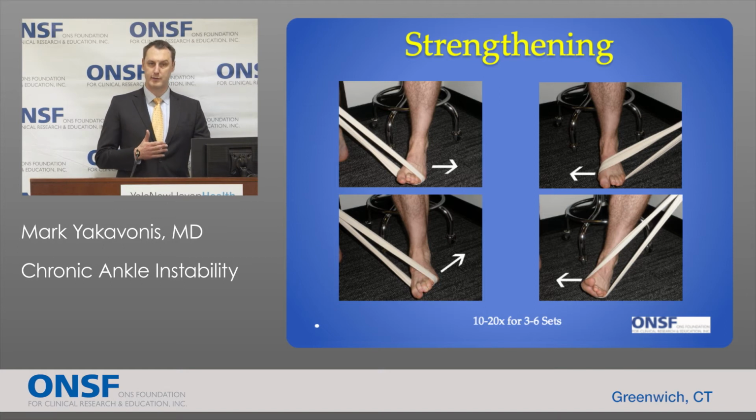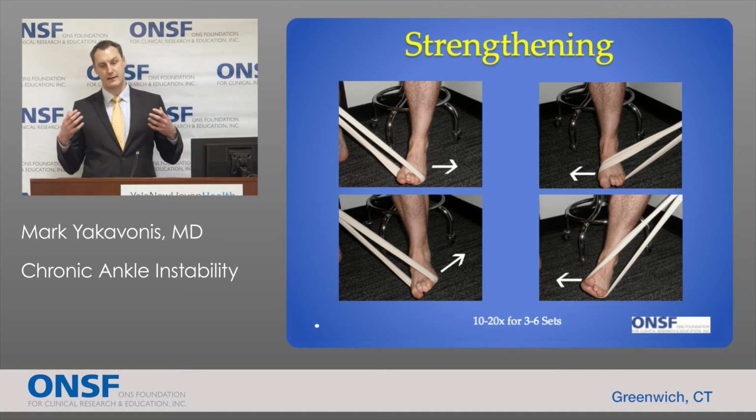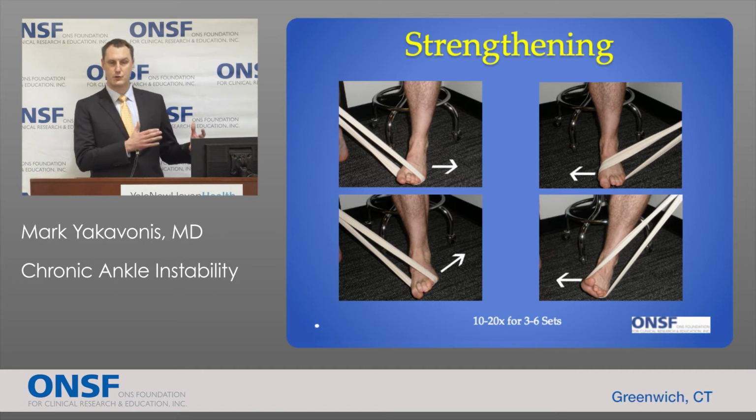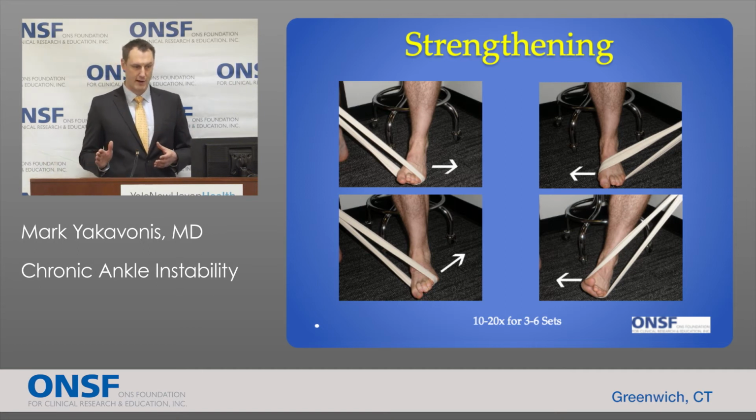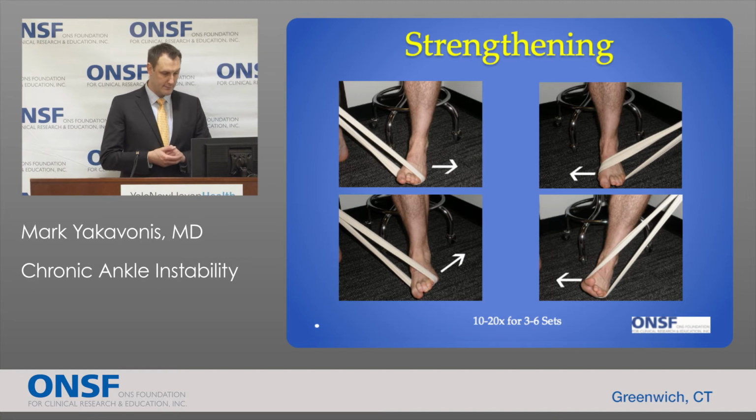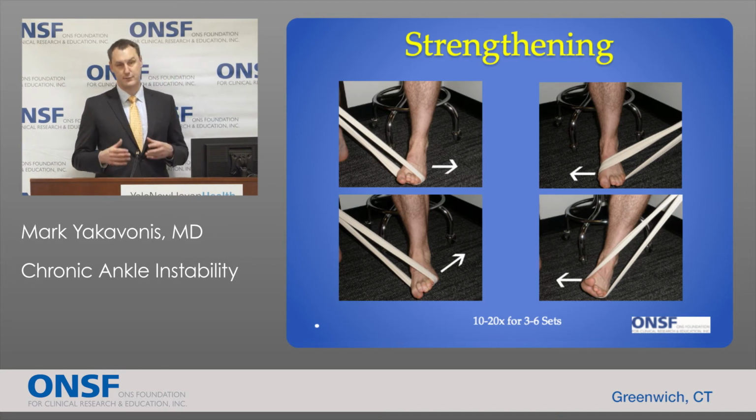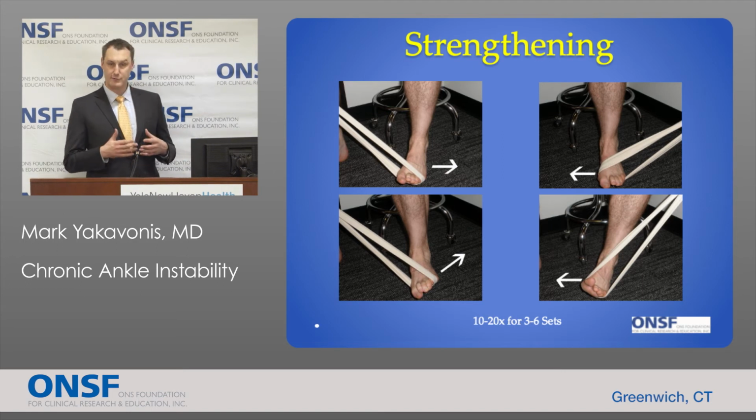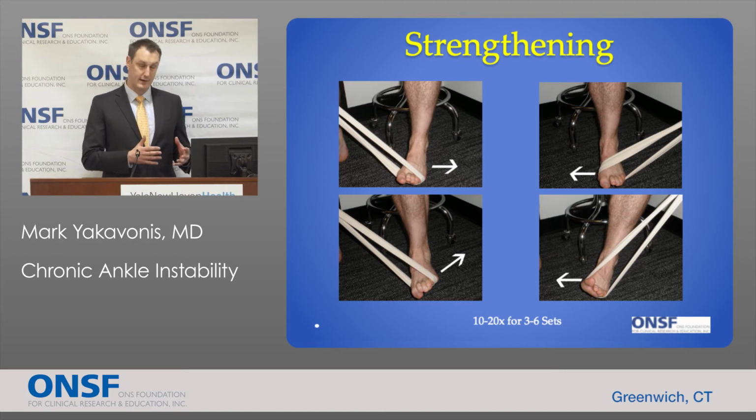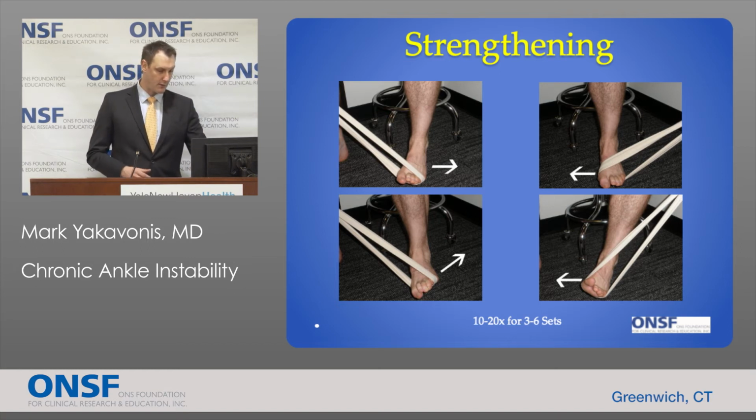Well, the hallmark is strengthening. This is an example of how you strengthen your ankle. You get a rubber band, attach it to a doorknob, and then you do eversion and inversion exercises. This slide shows that very clearly. What you can do on your own is do it 10 to 20 times for 3 to 6 sets a day. By strengthening the tendons and muscles around the ankle, a lot of times you can prevent that recurrent sense of your ankle giving out.